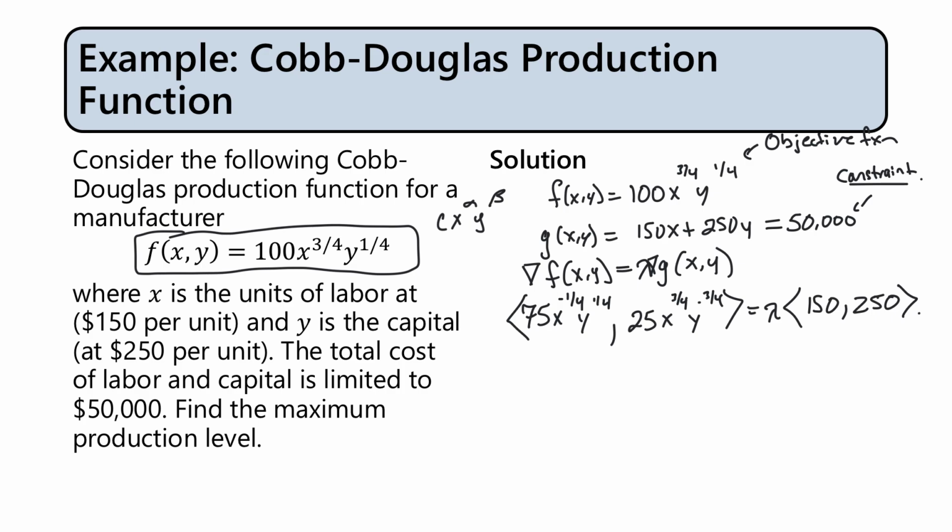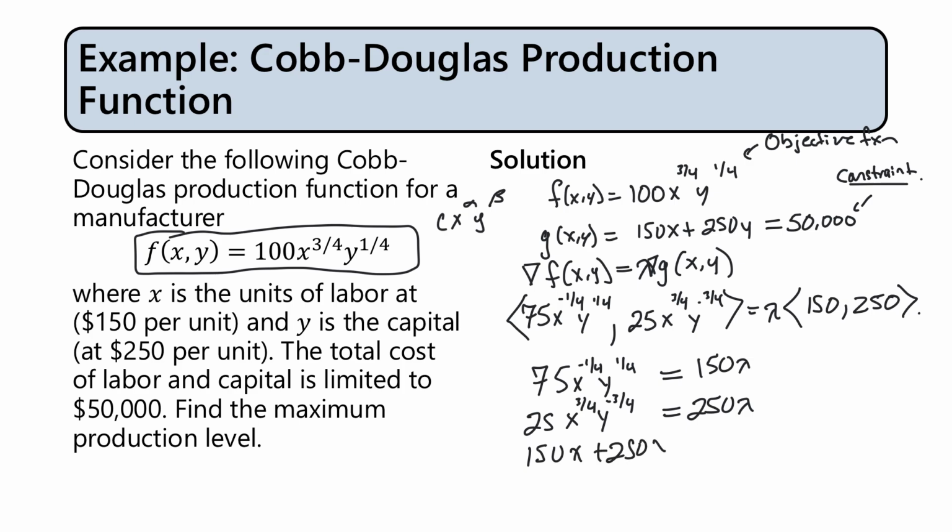So our three equations, remember we get three equations with one constraint. So we've got 75x to the negative 1/4, y to the 1/4 is equal to 150 lambda. And then we've got 25x to the 3/4, y to the negative 3/4 equals 250 lambda. And then we had our constraint equation. So think about this as the quote-unquote system we're trying to solve.